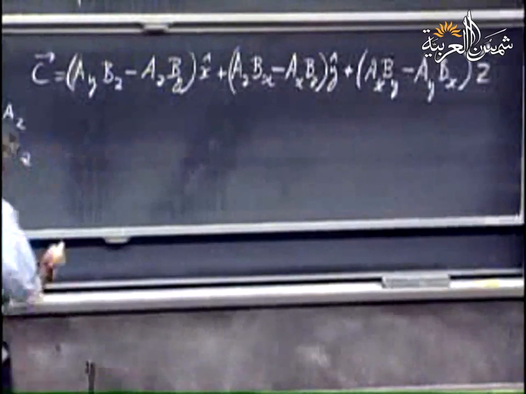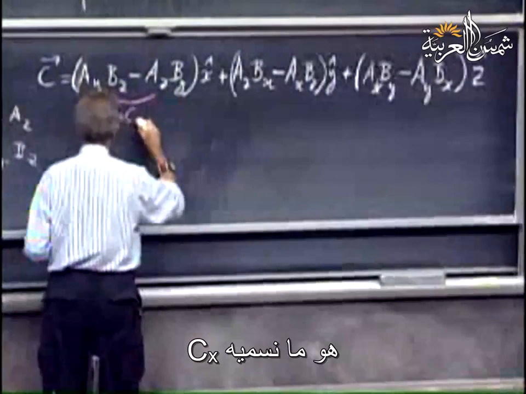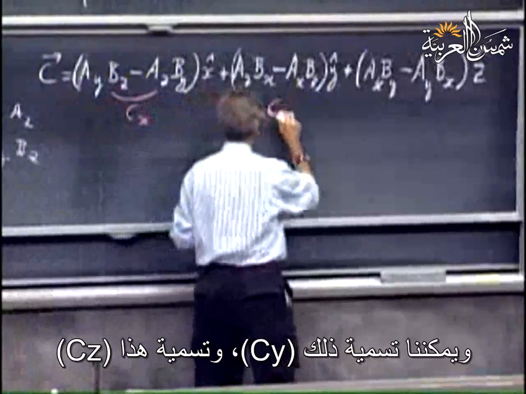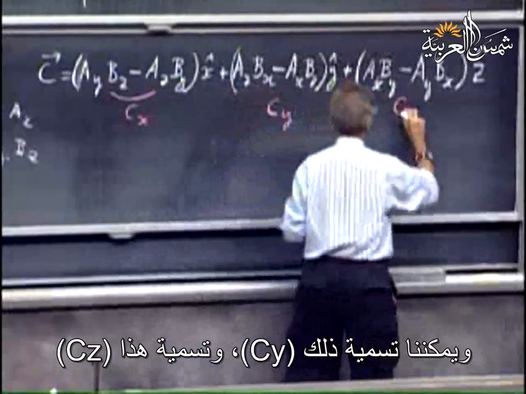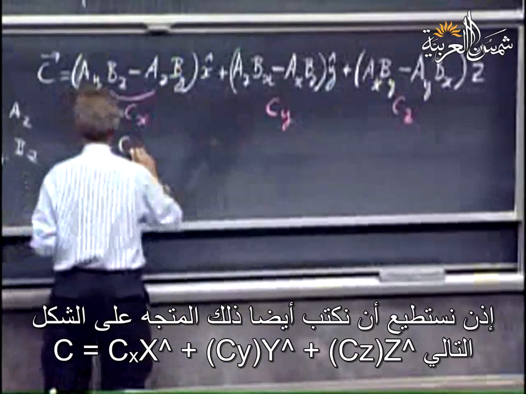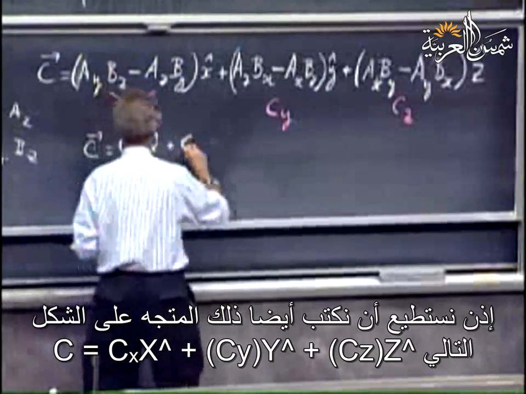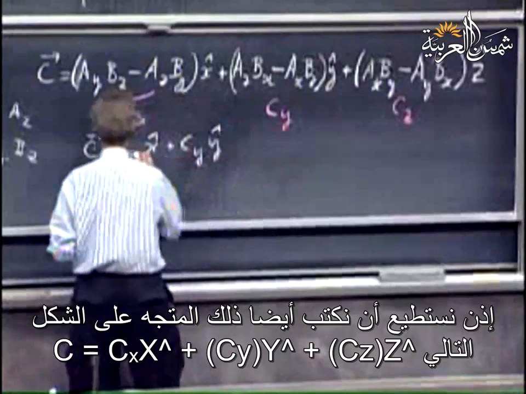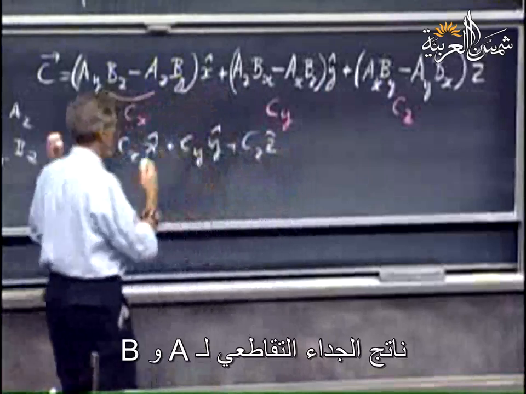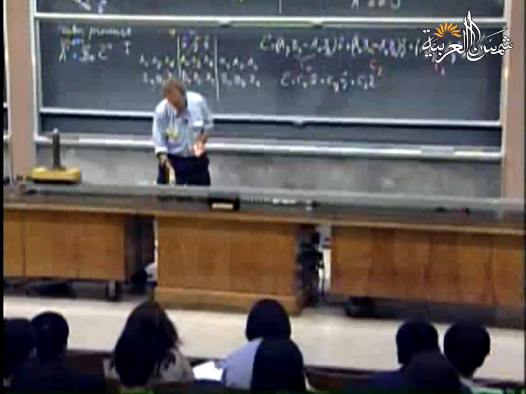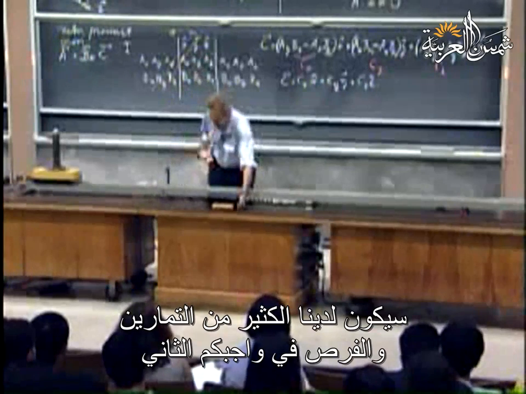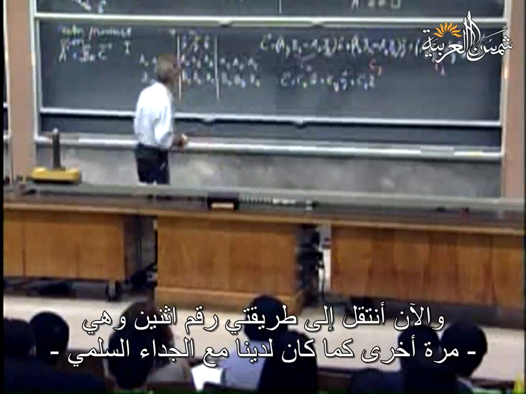So this part here is what we call C of X. It's the X component of this vector. And this we can call C of Y, and this we can call C of Z. So you can also write that vector then that C equals C of X, X roof, plus C of Y, Y roof, plus C of Z, Z roof. Cross product of A and B. We will have lots of exercises, lots of chances you will have on assignment 2 to play with this a little bit. Now comes my method number 2.